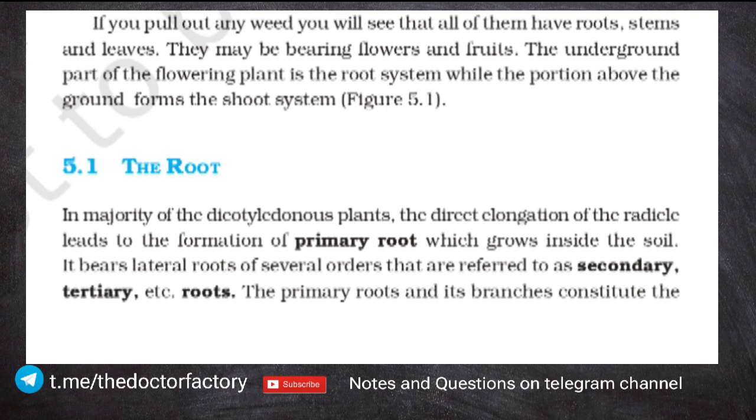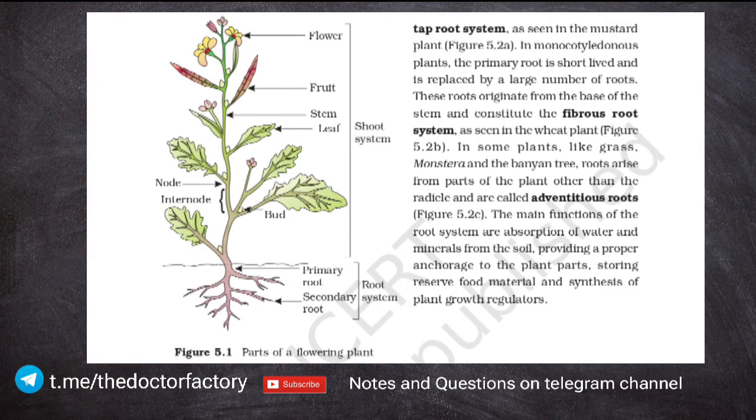It bears lateral roots of several orders that are referred to as secondary, tertiary, etc. roots. The primary roots and its branches constitute the taproot system, as seen in the mustard plant. In monocotyledonous plants, the primary root is short-lived and is replaced by a large number of roots. These roots originate from the base of the stem and constitute the fibrous root system as seen in the wheat plant. In some plants like grass, monstera and the banyan tree, roots arise from parts of the plant other than the radicle and are called adventitious roots.